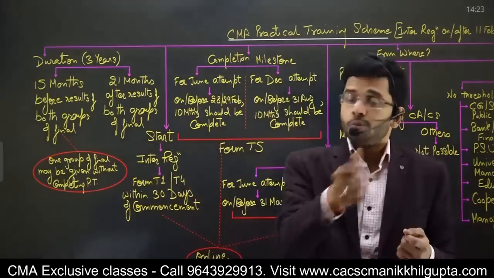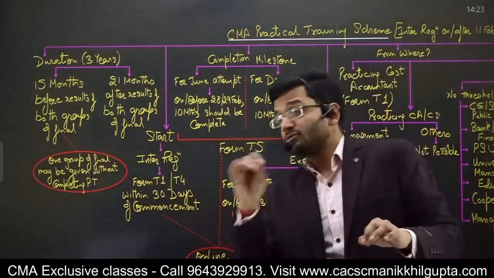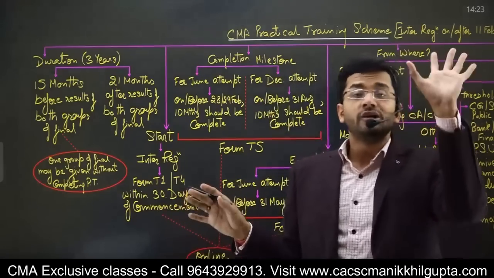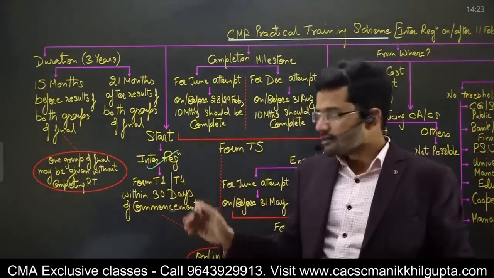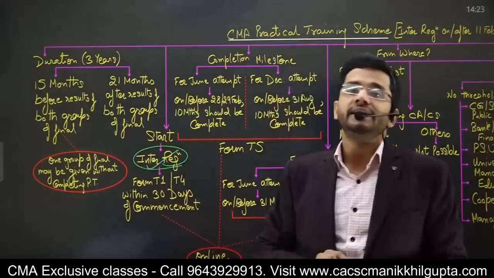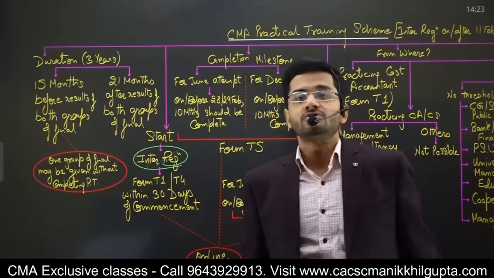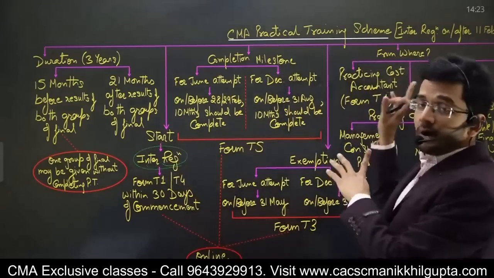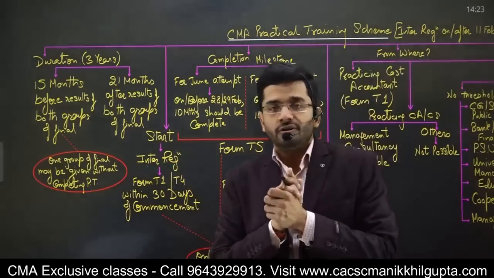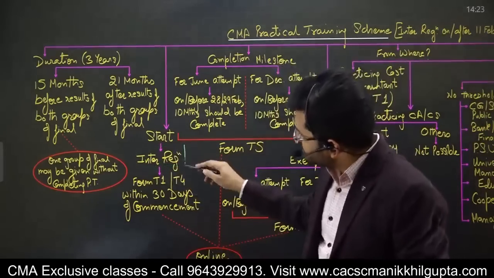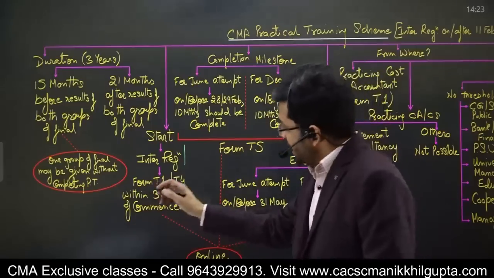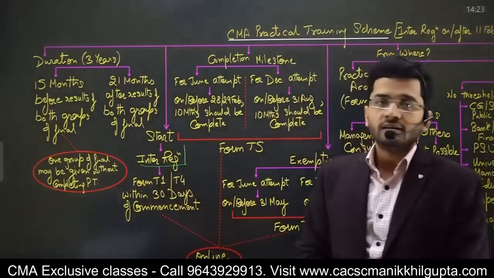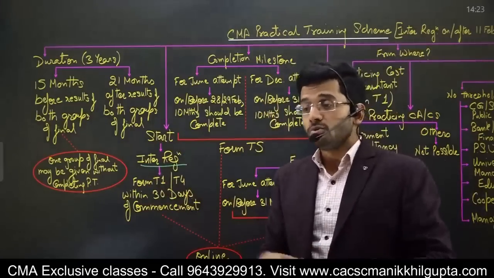Even if you have given two groups of the intermediate, you can start your training. Whether you have qualified intermediate or not, you can start your training. The training starting point is when you register for the intermediate examination. You can immediately start your training with the relevant people whom I'll be pointing out in the further discussion. So the starting point is intermediate registration. You can start your training immediately as soon as you get registered in intermediate.